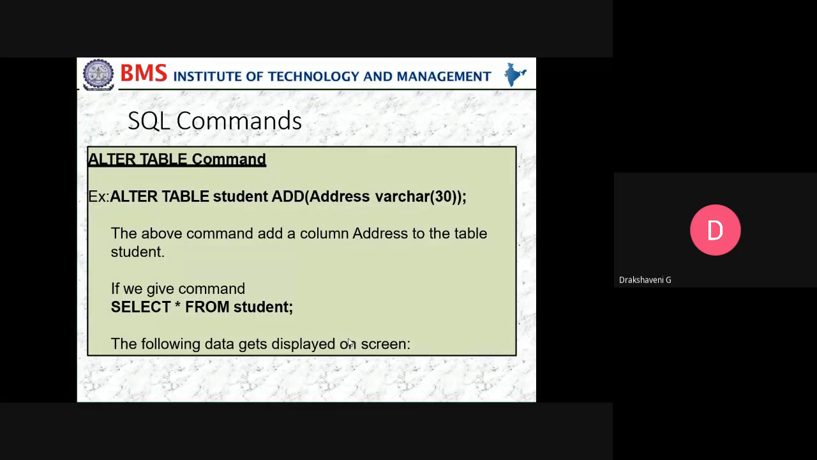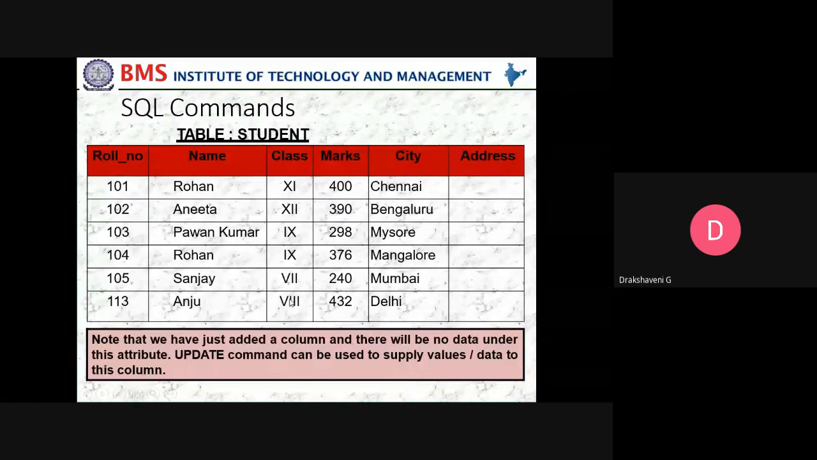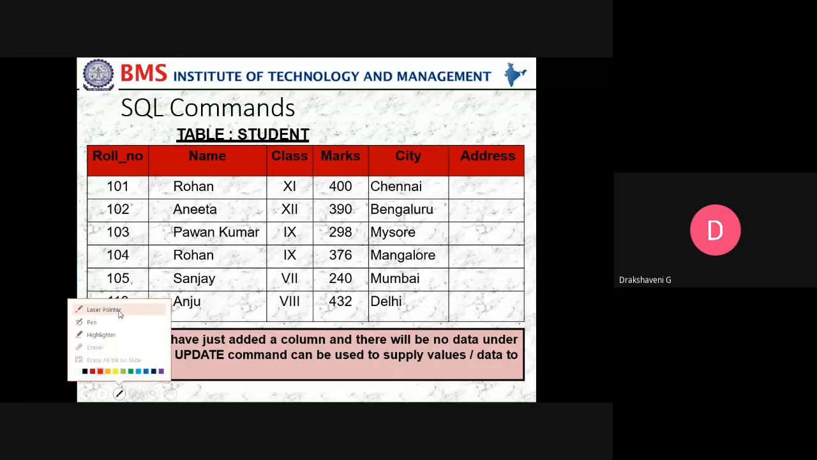Then we have a command called ALTER TABLE student ADD address, and the data type of the address is VARCHAR. Then you can say SELECT * FROM student. So this is how the address column will be added to the existing table.